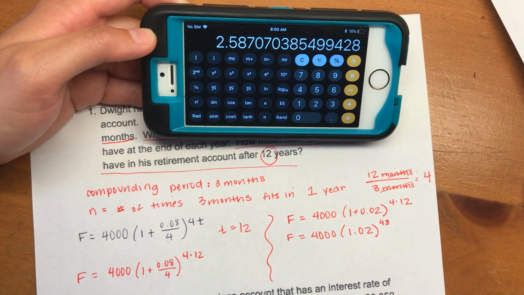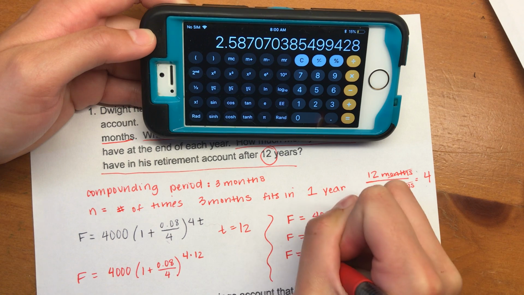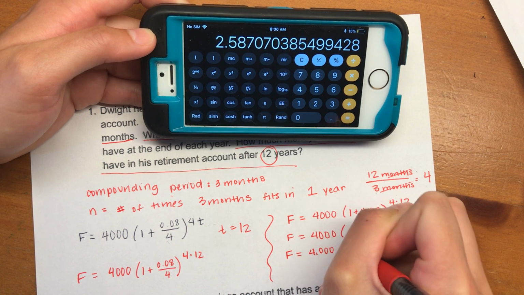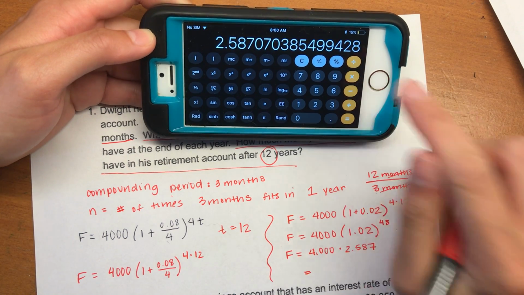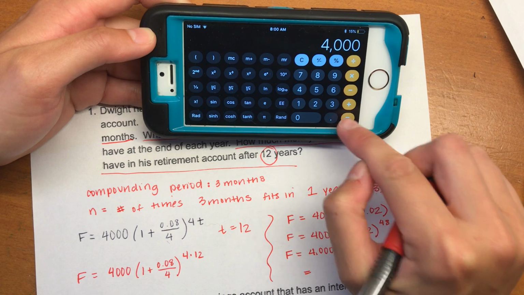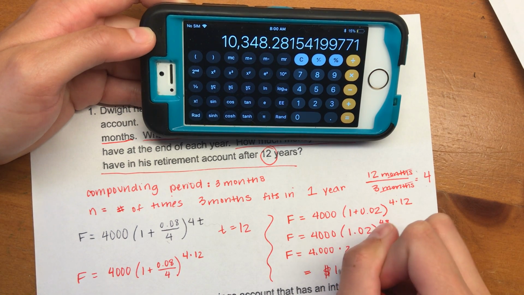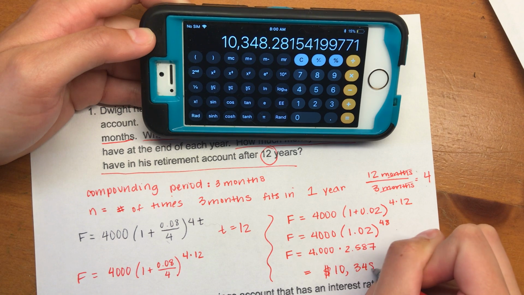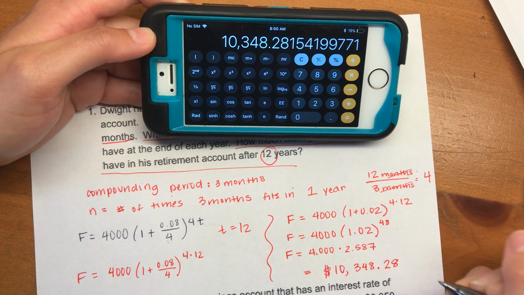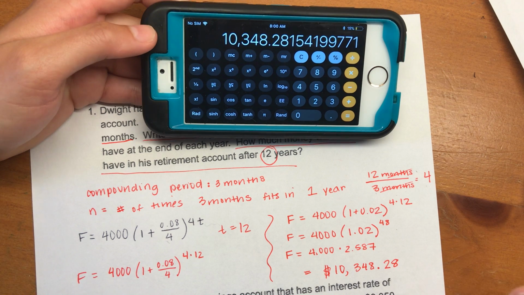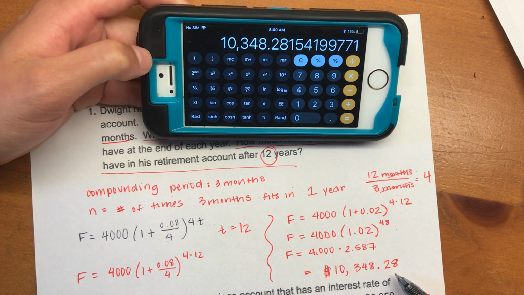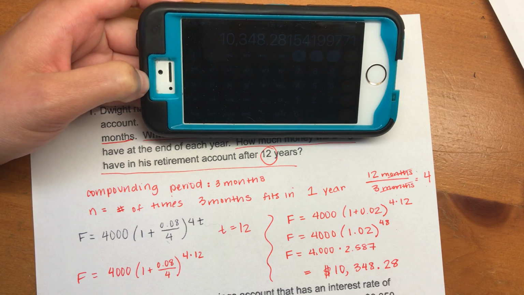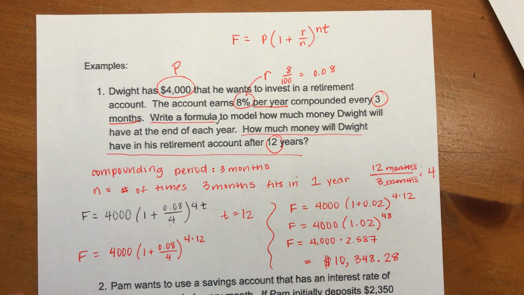2.587. So I'll get 4,000 times 2.587, I'm going to multiply this by 4,000 now, which will be equal to 10,348.28. And I'm rounding to 2 decimal places because we're using money, so that would be $10,348.28, right? Okay, so that's going to be my final answer.